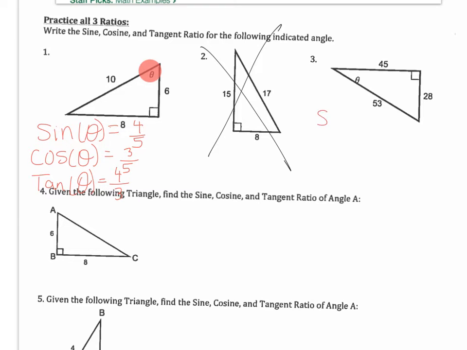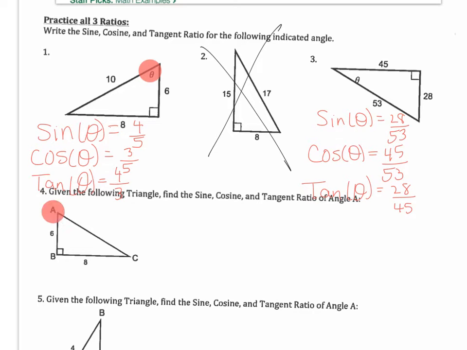On number 3, sine of theta is 28 over 53. Cosine of theta is 45 over 53. And tangent of theta is 28 over 45. Okay? So if we take a look at this next problem, it says, given the following triangle, find the sine, cosine, tangent ratio of angle A.